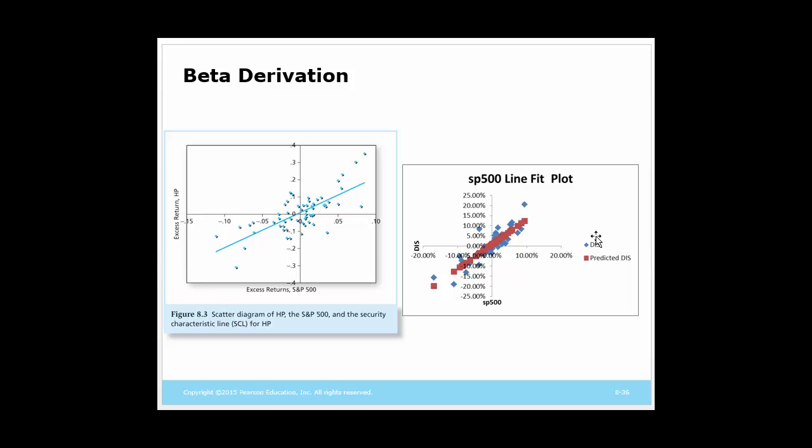Now here's Disney, right? And for Disney, we can create the exact same line between Disney and the S&P 500. And I hope essentially what I'm trying to show you here is that this line is a little steeper, so we would expect the beta for Disney to be a little bit higher than the beta for Hewlett-Packard. So if we know the returns of stocks and we know the returns of the stock market for periods of time, we can calculate their betas.